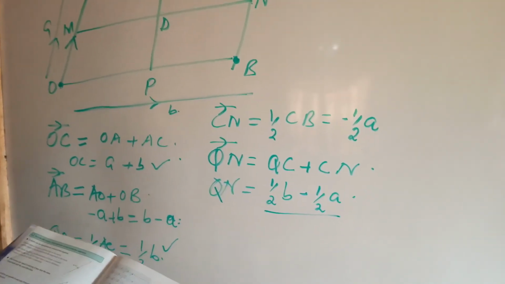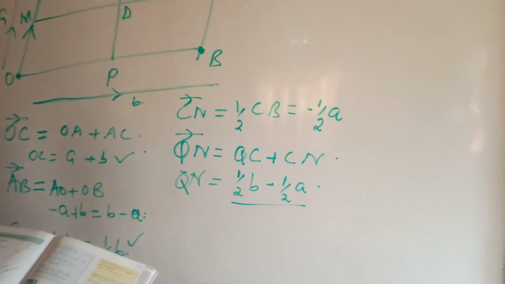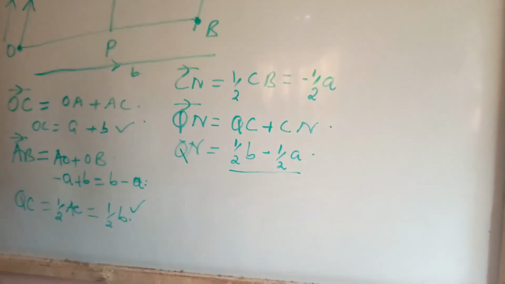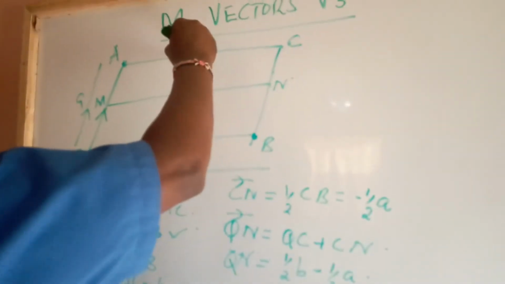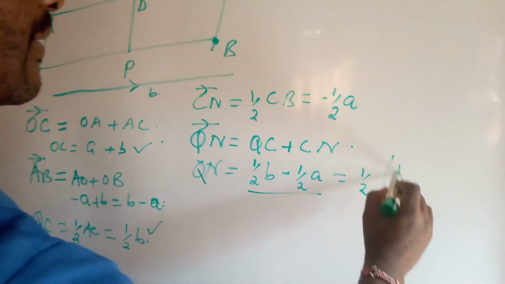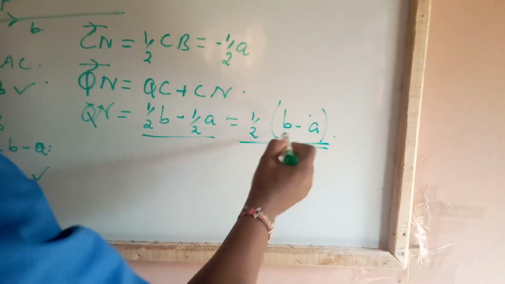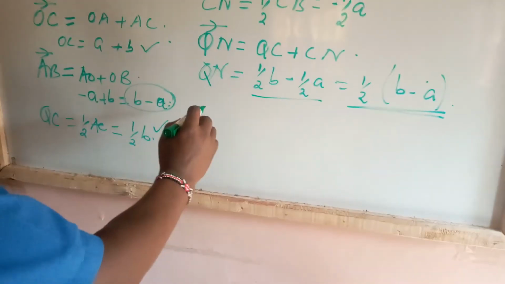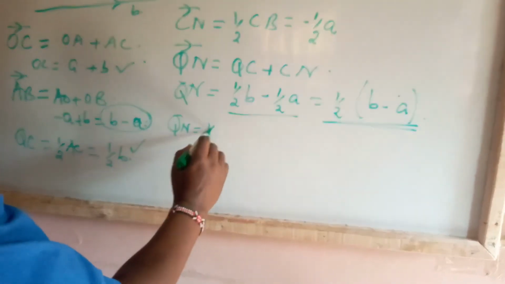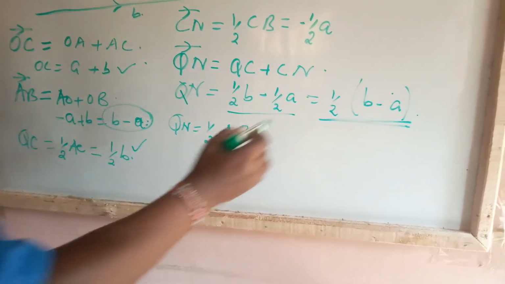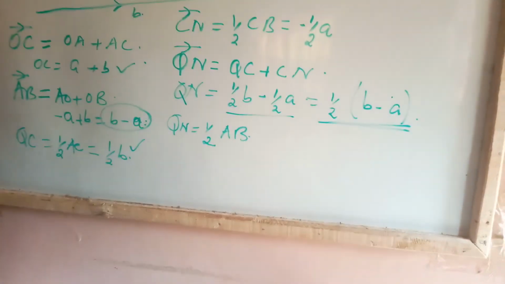What about part B? What can you deduce about vector QN? If you look at vector QN, which is a half of B minus A, is there another vector that is written in terms of B minus A? Yes, there is. So QN, you can see, is a half AB, because AB is B minus A. A half AB.